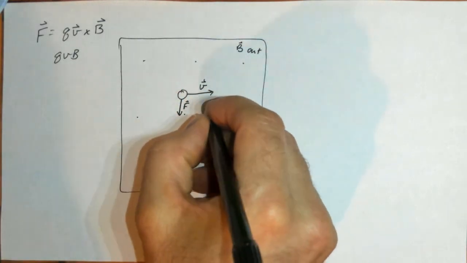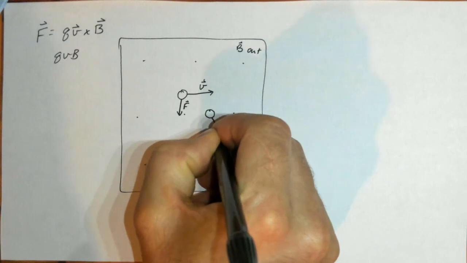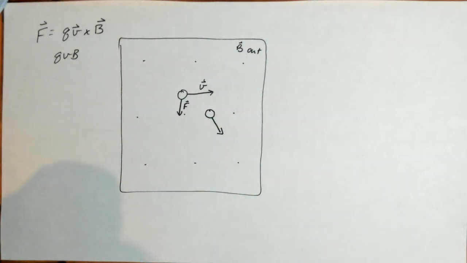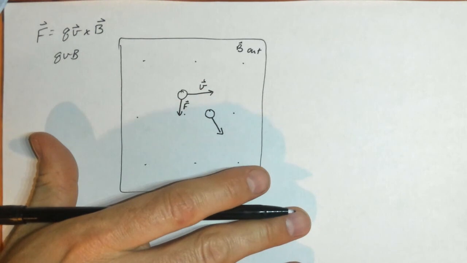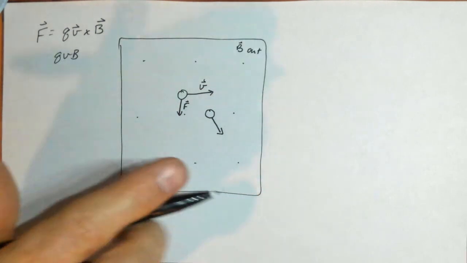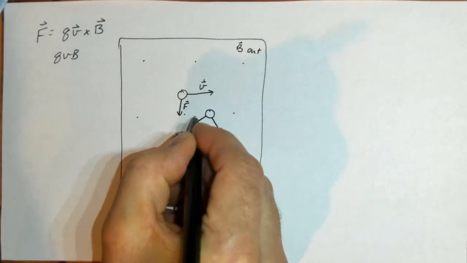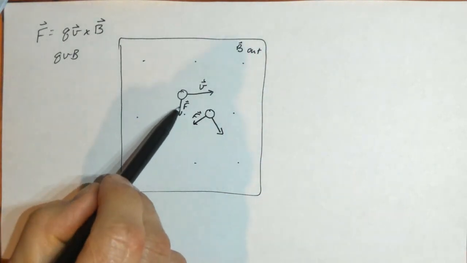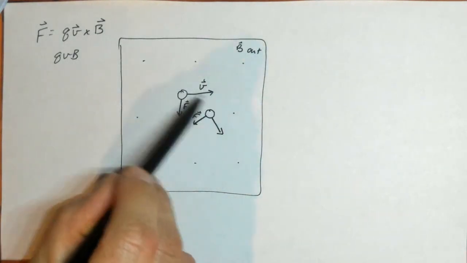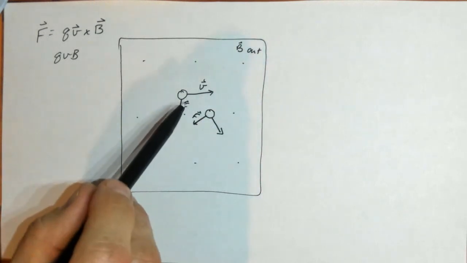At some later time, it might be over here, moving like that. What is the direction of the force now? Use your right-hand rule. It might be a little bit easier to turn the page so it's a little bit away from you. I'm going to let you do that, and you'll find that the force is that way. And it'll be the same size because this force is perpendicular, so it can't change the speed. So the speed's the same, the B field's the same, so the force has to be the same.